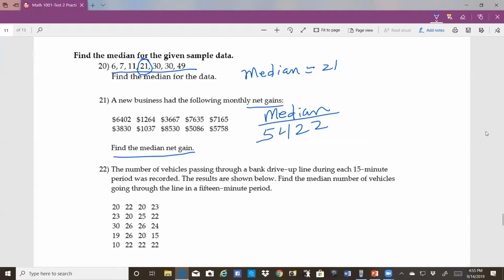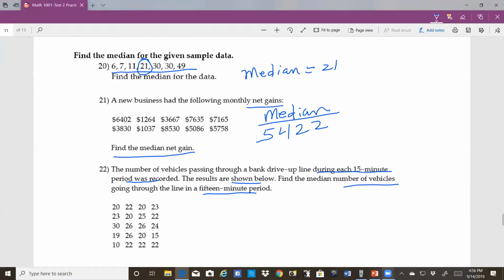Okay, number 22, the number of vehicles passing through a bank drive-up line during each 15-minute period were recorded. Results are shown below. Find the median number of vehicles going through the line in a 15-minute period.